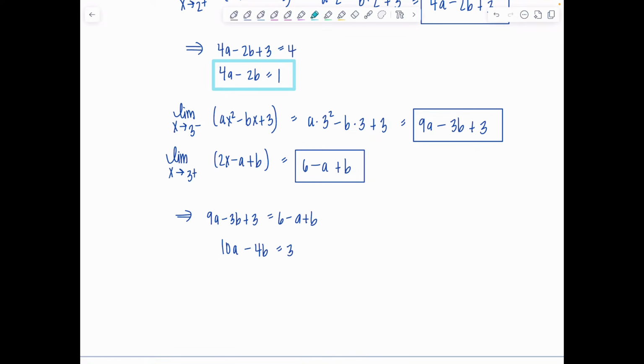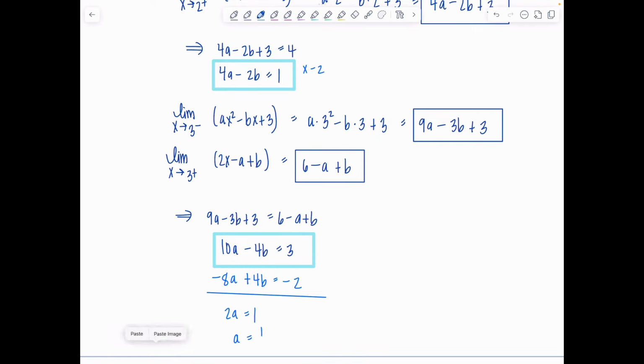Yay, okay, perfect. Now let's see. I think the easiest thing to do to solve this system of equations is elimination. Let me multiply this equation up here by -2. So then it would be -8a plus 4b equals -2. Add them together, that's 2a equals 1. So a is a half. And then if a is 1/2, I'll let you verify b should also be 1/2. Okay, very good. Now remember there's 3 conditions for continuity.